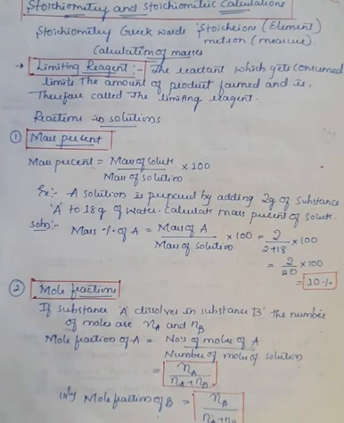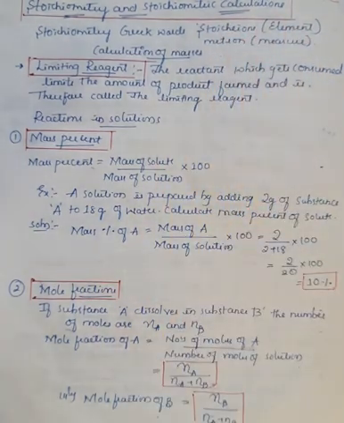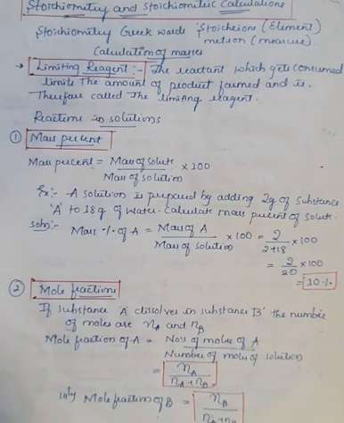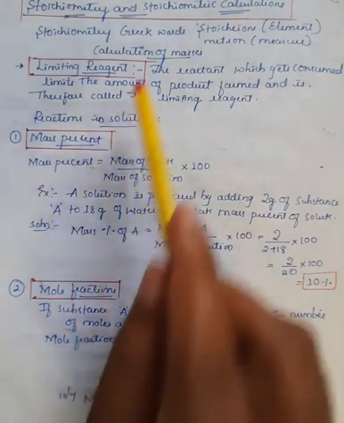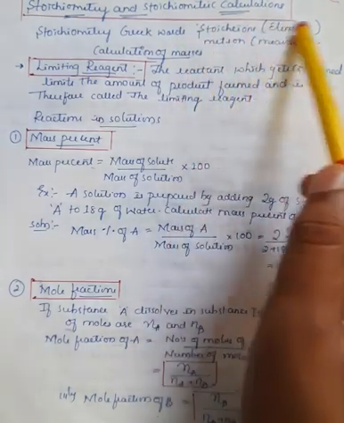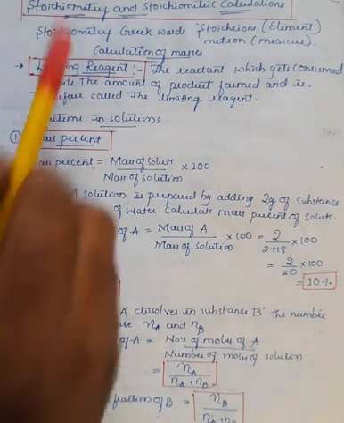Okay, the next important concept in this is stoichiometry and stoichiometric calculation, right? That is a new word for you. Stoichiometry is generally a Greek word, in which stoichion means element and metron means measurement. Generally you study geometry, which means measurement of earth. Similarly, the word stoichiometry is divided into two words: stoichion and metron. Metron means measurement, you know that one. Stoichion means element. So the measurement of elements is generally called stoichiometry.